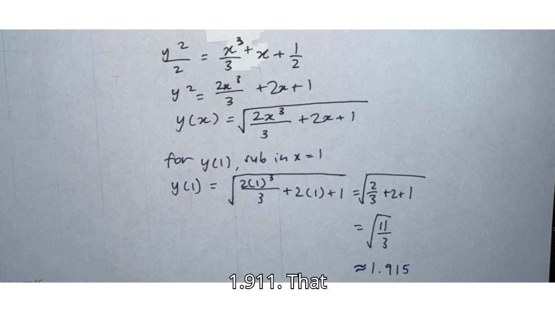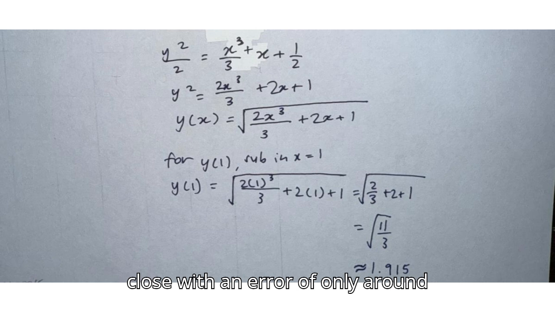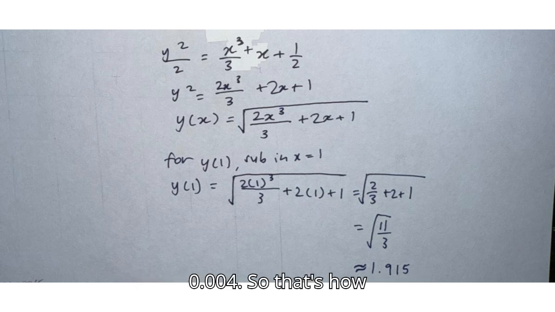So the exact value at x equals 1 is about 1.915, and our Excel sheet with Euler's method gave us 1.911. That means our approximation is actually super close with an error of only around 0.004.